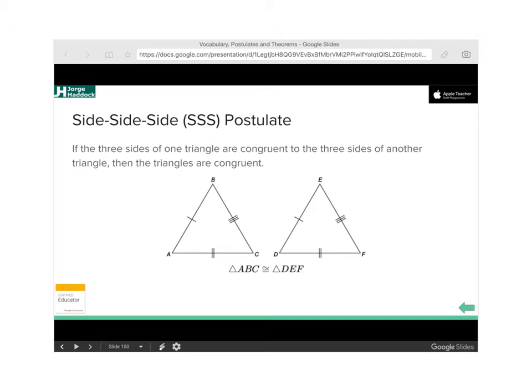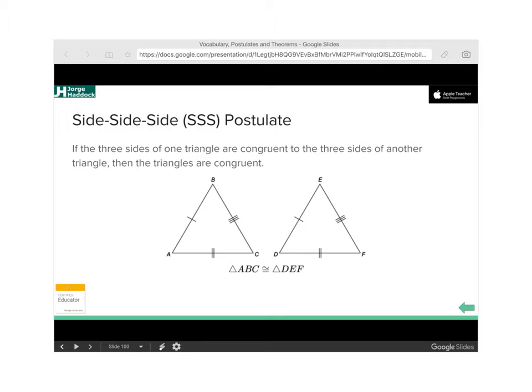Hi. So in this video, we're going to be working with congruent triangles, stating why and how we can tell that a triangle is congruent to another triangle. In this case, there's a couple of postulates and theorems that we're going to be using. The first one is the side-side-side postulate.